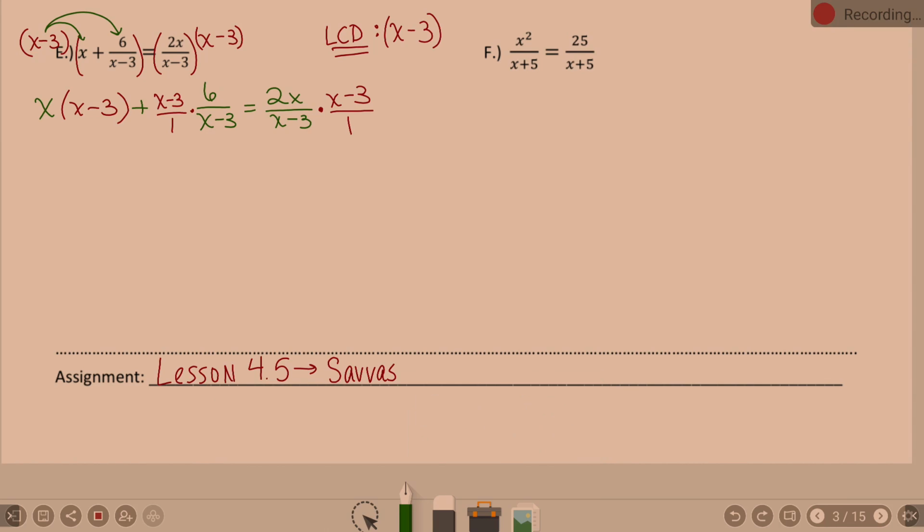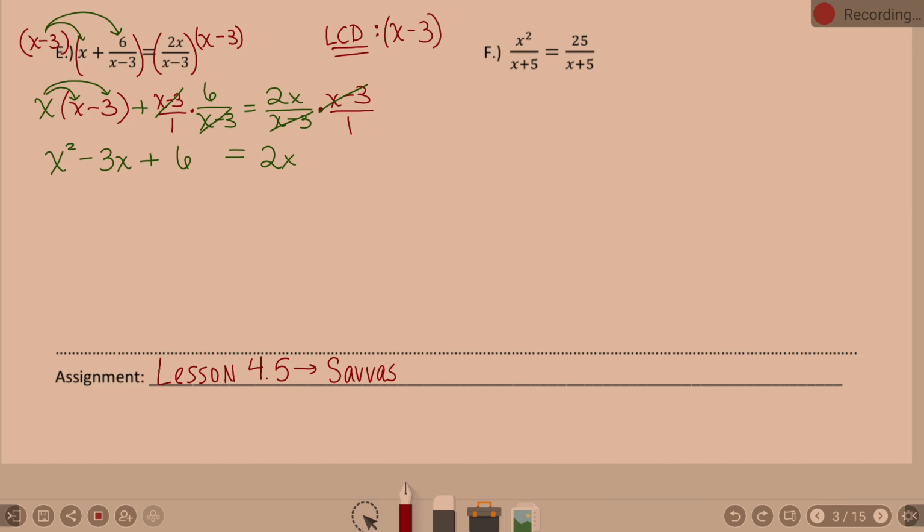On the first one, what cancels? Nothing cancels, does it? X wasn't even a fraction. So how do I multiply these on the first piece? Distribute. We're going to distribute. X times x is x squared. X times minus 3, minus 3x. Second piece, what cancels? X minus 3 cancels. What remains? 6. On the right, what cancels? X minus 3, what remains? 2x.